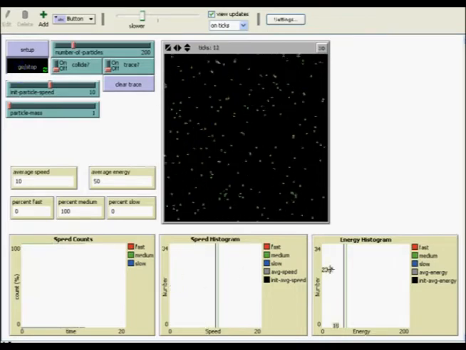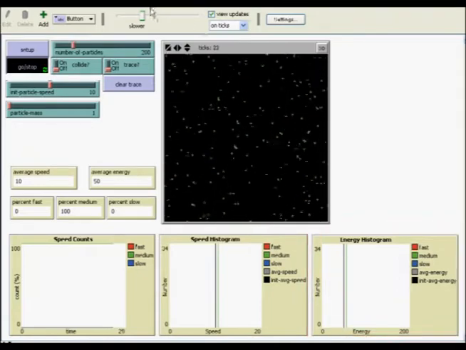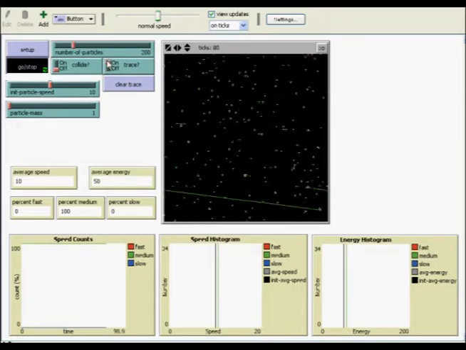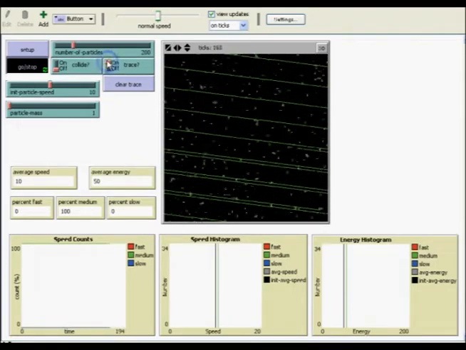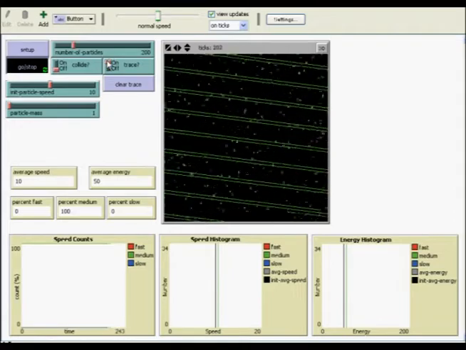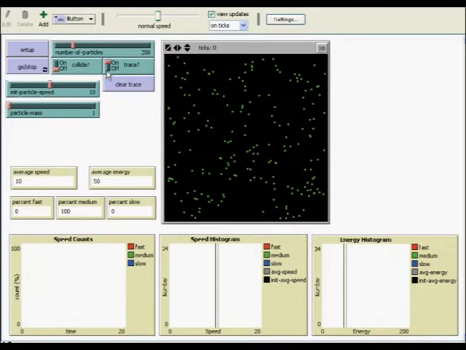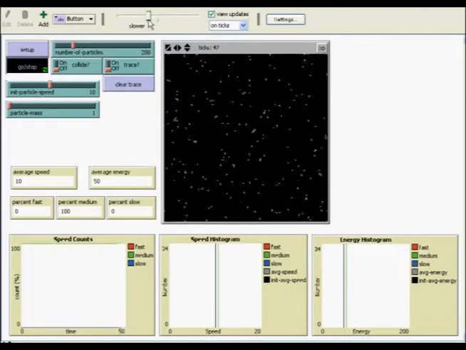Now, the main thing to notice here is that the speeds and the energies of the gas particles are steady at what we set them to be initially. Let's speed things up and turn tracking on so we can see more easily what's going on. As you can see, the velocity of the molecule never changes. Okay, that's pretty boring. Let's stop that and set it up again. We'll turn tracking off and we'll begin now.